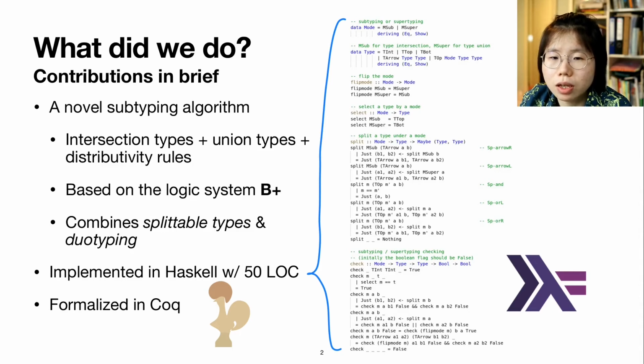The subtyping relation is based on a logic system called B+, and our approach is a combination of two recent ideas, splittable types and dual typing. Splittable types are types that decompose into two simpler types, while dual typing is a generalization of subtyping. We have a compact Haskell implementation and a Coq formalization containing all the proofs.